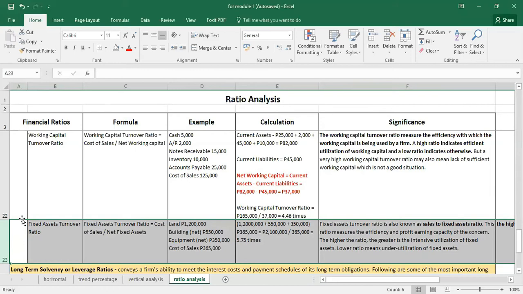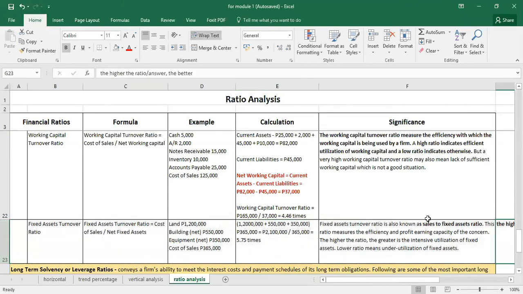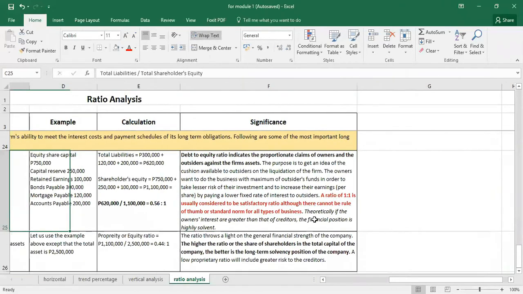There is actually one more, the assets turnover, an overall measure of how we utilize our assets. The formula is the same. So, the higher the ratio again, the better. So, for our last one.